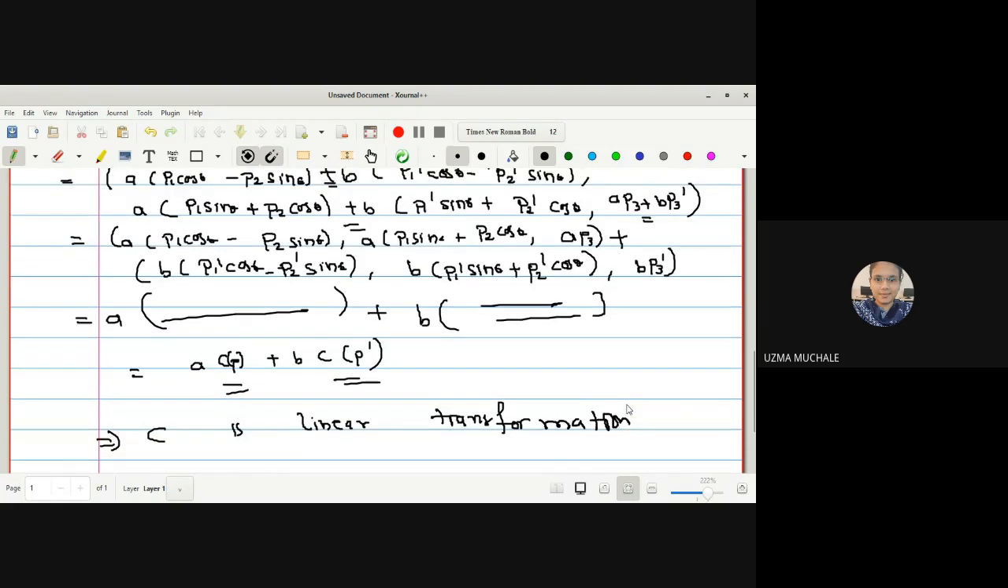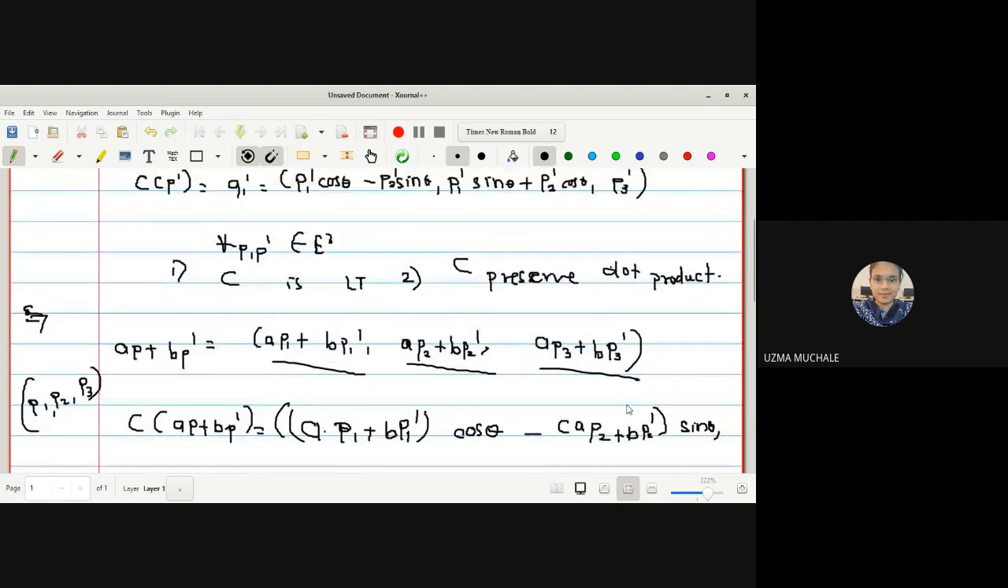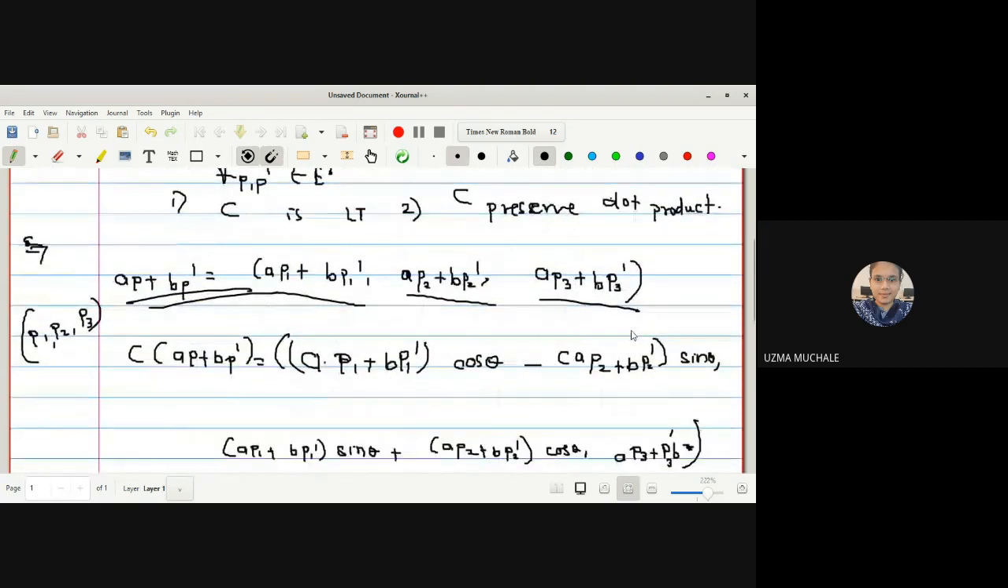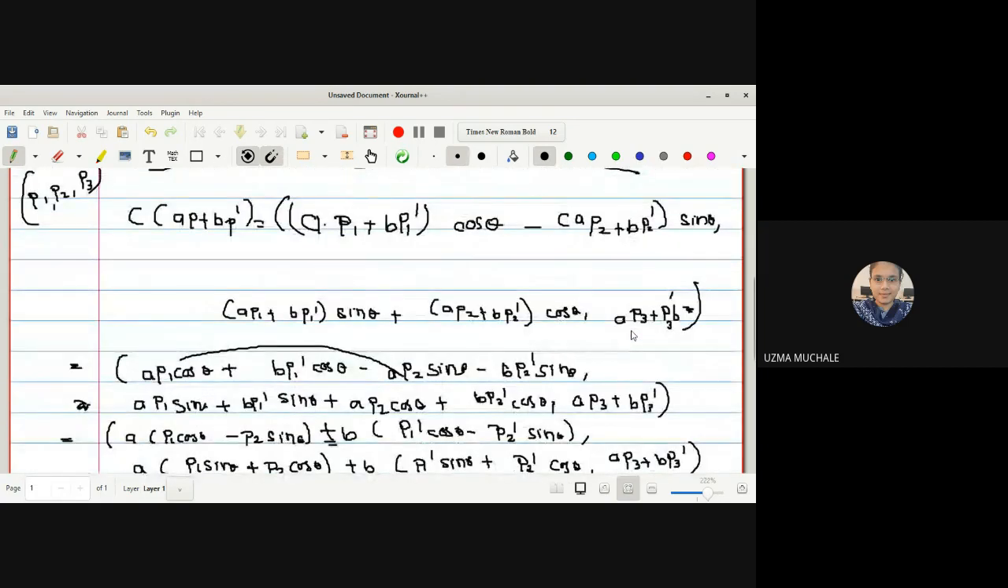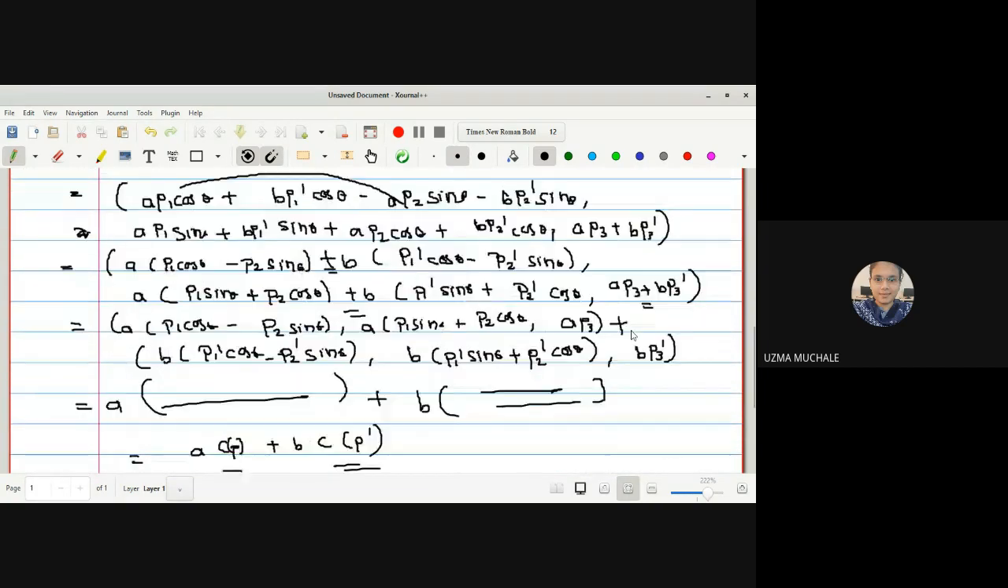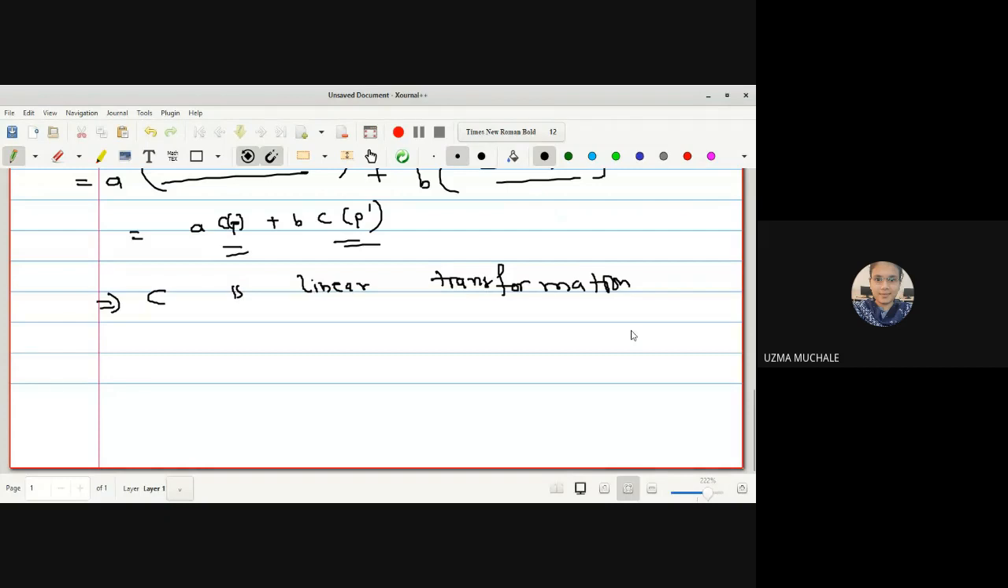Yes, anyone having a doubt for this one? What do we have to do? These are simple calculations. First you have to write down AP plus BP dash. After writing this, you can get the first, second and third coordinate, and already we know the definition. So by definition itself, instead of P1 you have to write the corresponding coordinate, instead of P2 whatever coordinate you got, like that you have to prove the result that C is linear. Okay, so here we have proved the linearity.